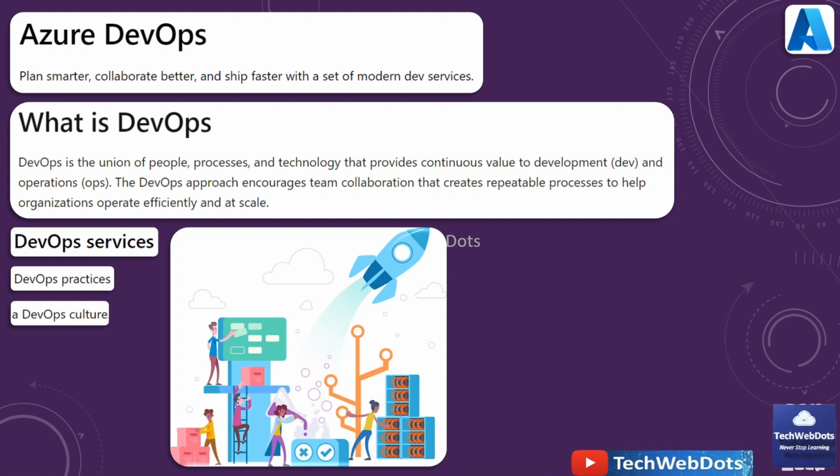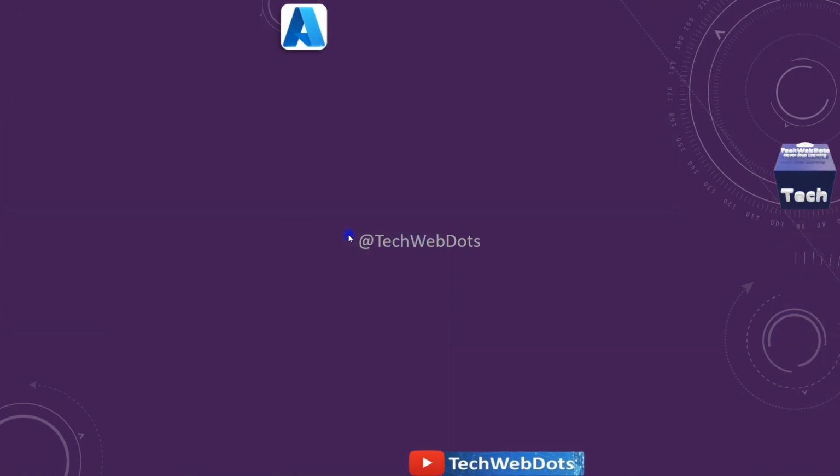So all this collaboration between process, technology, and people, how are we achieving that great collaboration? With the help of modern dev services, right? So whenever you hear the word DevOps, you can think about DevOps services, DevOps practices, or a DevOps culture to collaborate so that we can deliver value to our customer with the help of repeatable development and operations processes. Okay, I hope this definition is clear to you now. So let's move ahead.